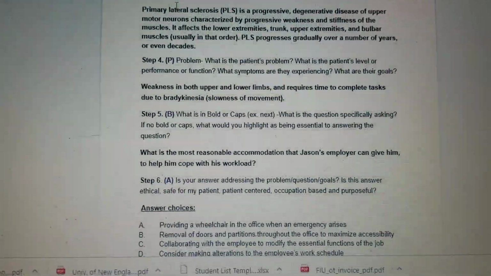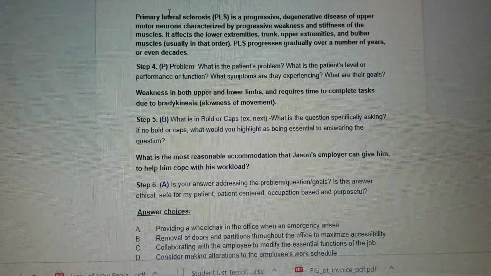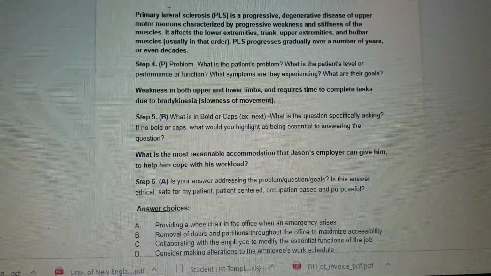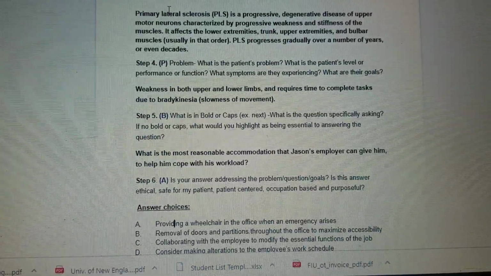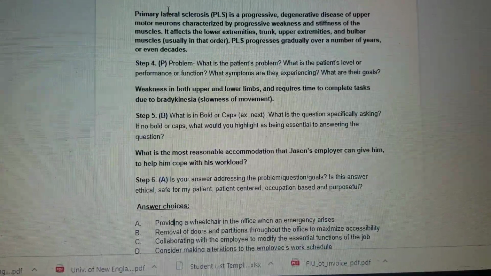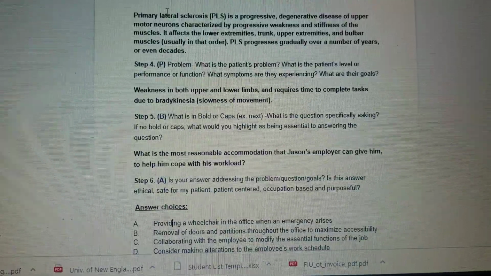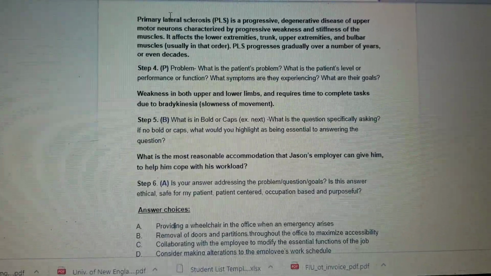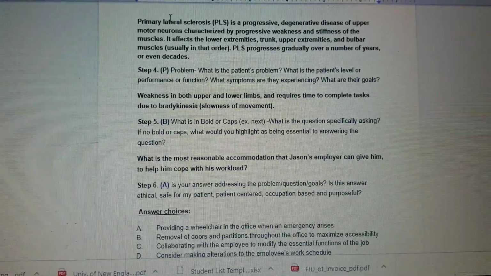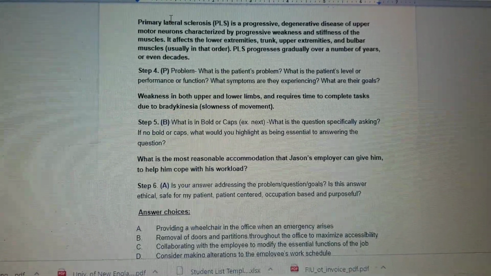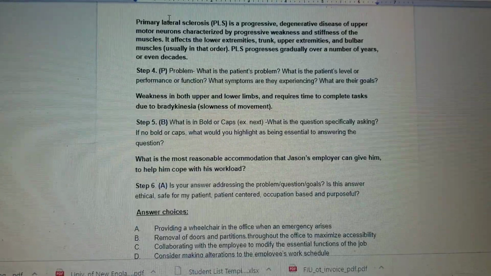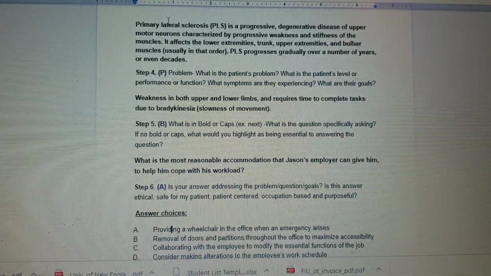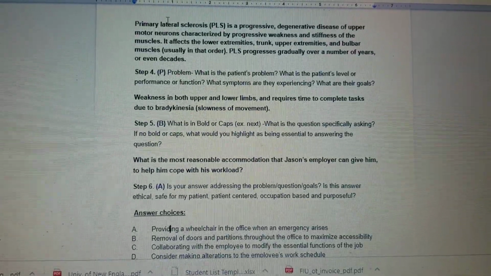Step 4, P for problem. What is the patient's problem? What is the patient's level of performance or function? What symptoms are they experiencing and what are their goals? Weakness in both upper and lower limbs and requires time to complete tasks due to bradykinesia, which is slowness of movement. Step 5, B. What is in bold or caps, for example, not? What is the question specifically asking? It's asking what is the most reasonable accommodation that Jason's employer can give him to help him cope with his workload.